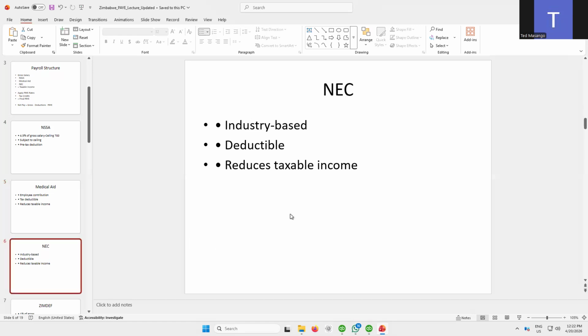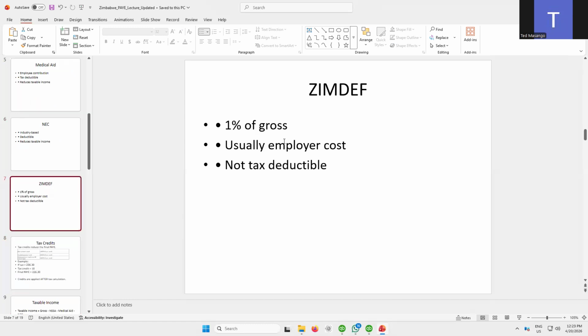Then you've got the NEC, which is the National Employment Council, industry-based. Normally, it's 1% of the gross salary. So you also have to calculate and deduct this. Then the other thing that we have is ZIMDEF. Again, this one is 1% of gross salary, and you have to calculate it.